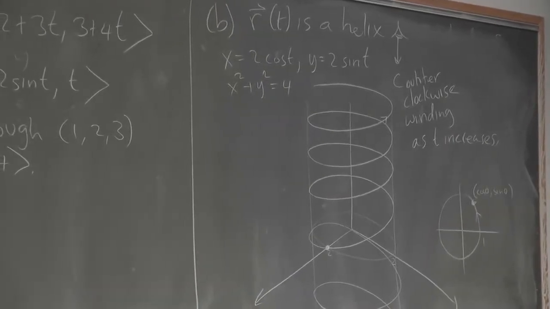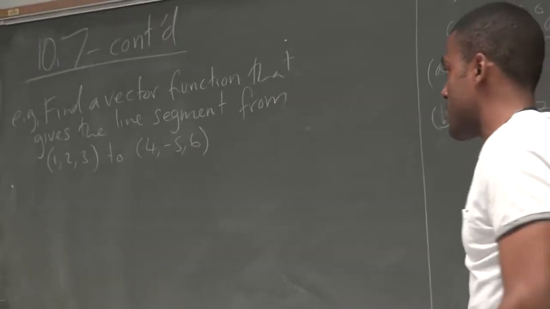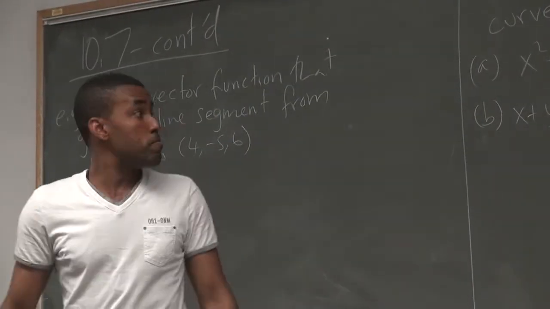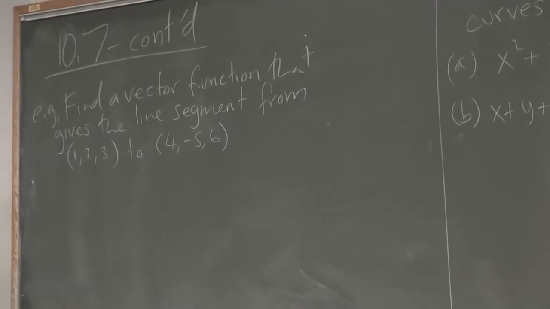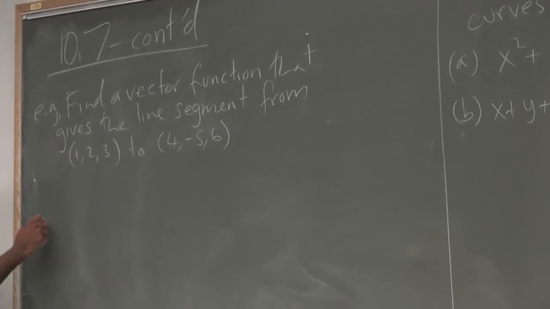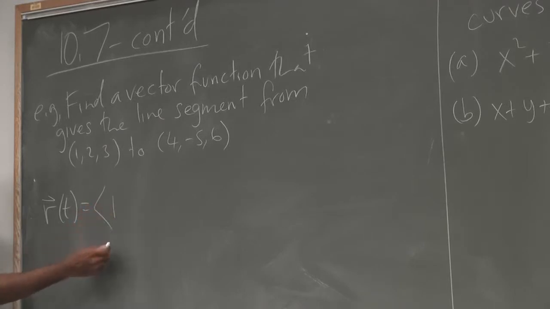Oh, we still have more examples. Find a vector function that gives a line segment from that to that. Remember what the formula said? So it's 1 for t on 0 to 1. It's 1 minus t. 1. Yep.